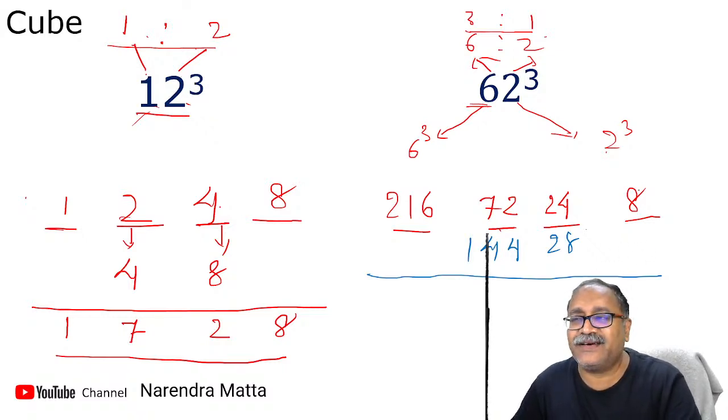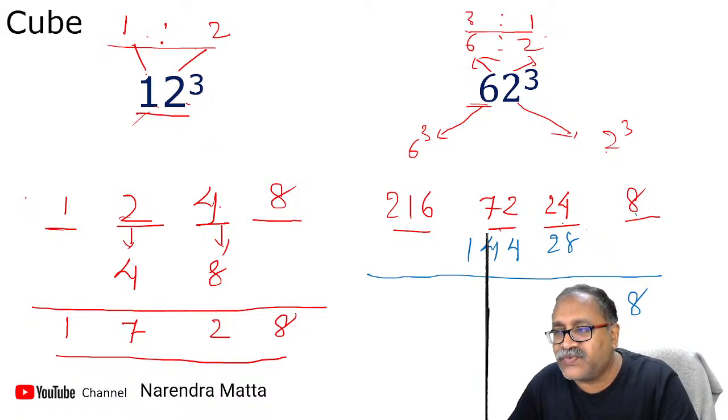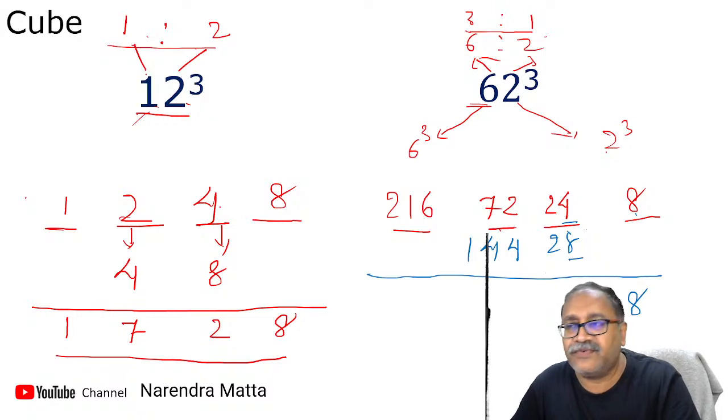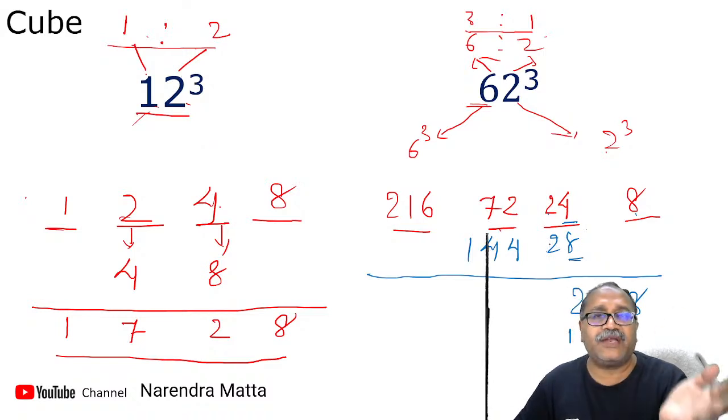How do you get the result here? Look at this one. This 8 will come as it is. Now here we will take this 4 plus 8. We will not take the whole 24 plus 28. We will take the unit digit only. 4 plus 8, which is 12. Carry 1. Then what will happen to this 2 and 2? That will be carried forward.